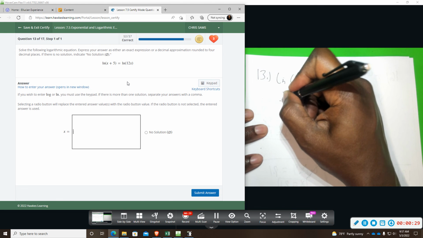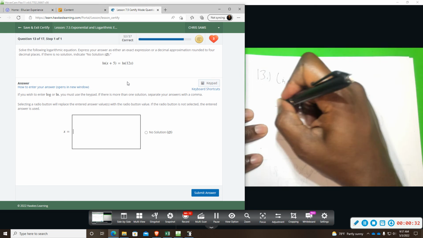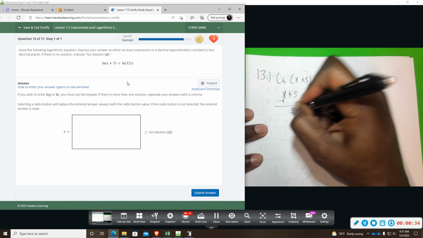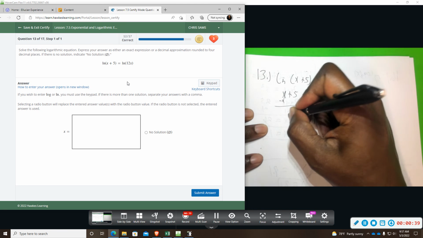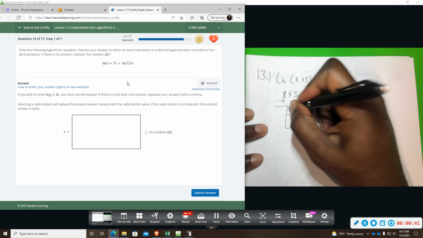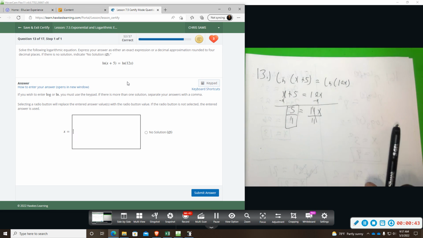If we subtract x from both sides, that will leave us with 5 equals 11x. And then you divide by 11 to get x by itself. And then you get 5 over 11 is equal to x. So 5 over 11 will be positive here and will also give us a positive answer here. So that means it will work as a solution. So division bar, 5, and then 11 on the bottom.